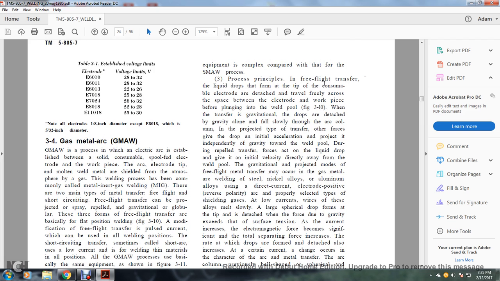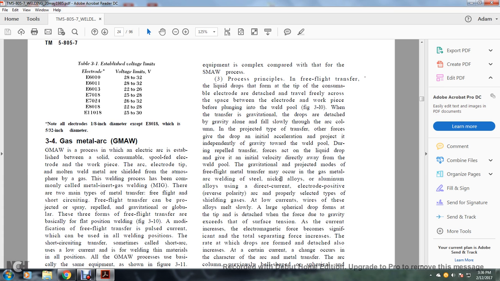Process principles: in the free flight transfer, a liquid drop from the tip of the consumable electrode is detached and travels free across the space between the electrode and the workpiece before plunging into the weld pool. Figure 3-10. In the gravitational transfer, the drop is detached by gravity alone and falls slowly through the arc column. In the projected type of transfer, other forces give the drops initial acceleration, projecting them independently of gravity toward the weld pool.